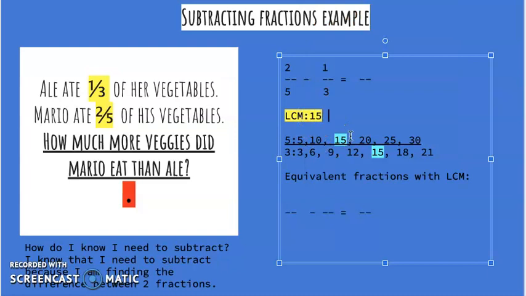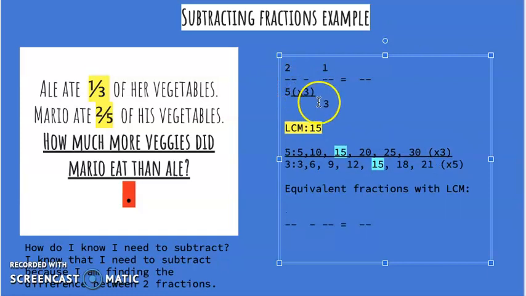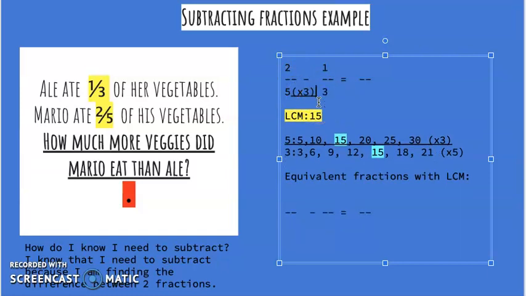So I'm going to put 15 right here. Now, how many times did I multiply 5 to get to 15? 1, 2, 3. So times 3. And how many times did I multiply 3 to get to 15? Well, 1, 2, 3, 4, 5. So I know that I have to multiply 5 times 3. And whatever you do to the bottom, you must do to the top. Okay?